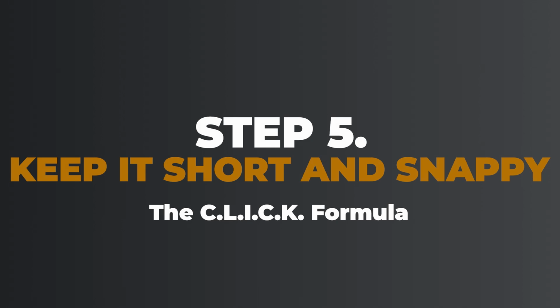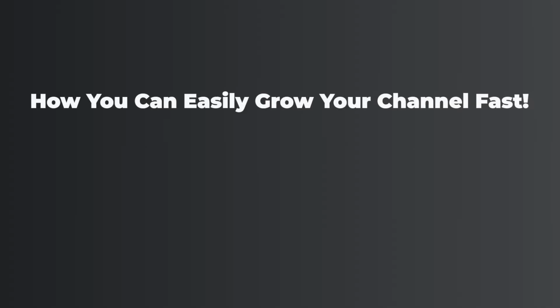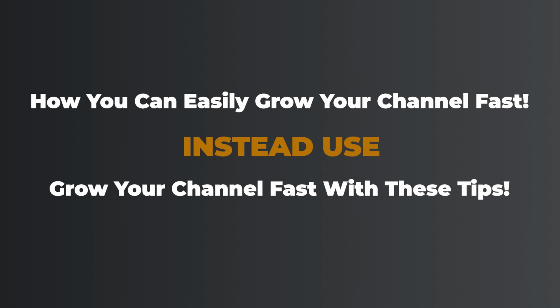Step 5, keep it short and snappy. YouTube truncates titles after about 50 or 60 characters, so don't let your most important words get cut off. Trim unnecessary words and get straight to the point. Here is a great example. Instead of how you can easily grow your channel fast, write "grow your channel fast with these tips." Not only are short titles easier to read, but they stand out better in the search results.